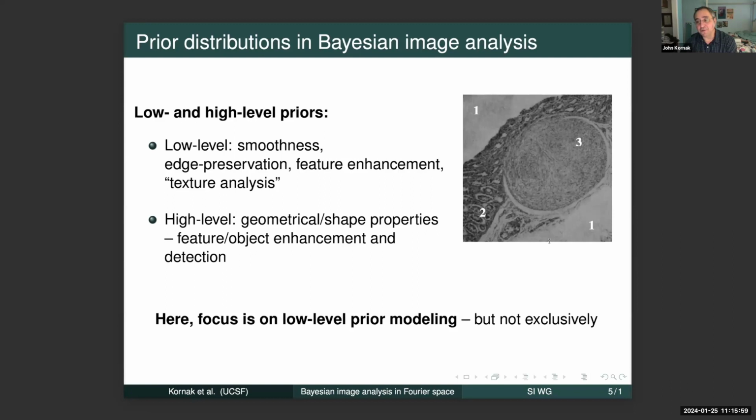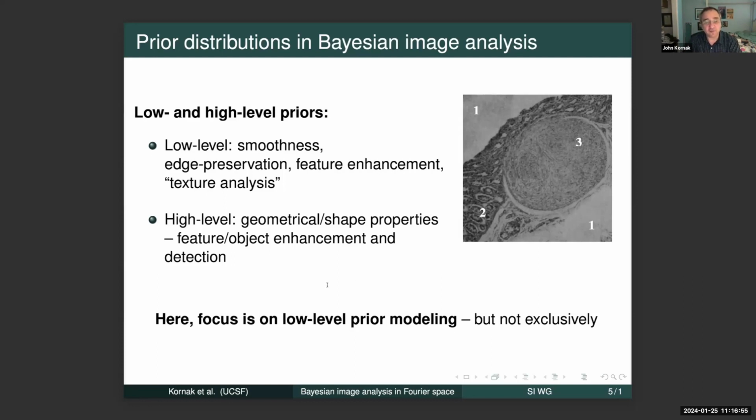If you look at this image over on the right, you see it's separated into three different regions. I'm using these to kind of indicate low versus high level prior information. So in low level, we're thinking about things like smoothness. So in region 1, I would describe that as being pretty smooth in terms of the intensities across pixels. Edge preservation. So like on the edge of 1 and 2, these edges here are kind of connected. That falls into the low level image category. Feature enhancement and texture analysis. So like region 2 kind of shows that the best. You see that it's kind of like a repeating pattern that has certain sort of texture to it, if you imagine it being like a carpet. So these fall into the sort of low-level priors.